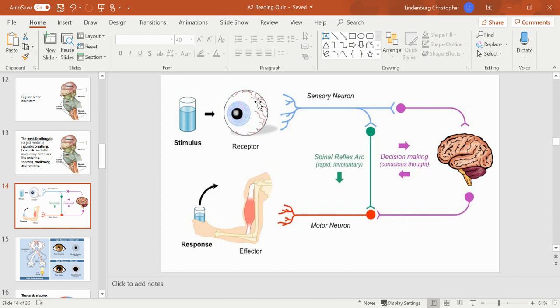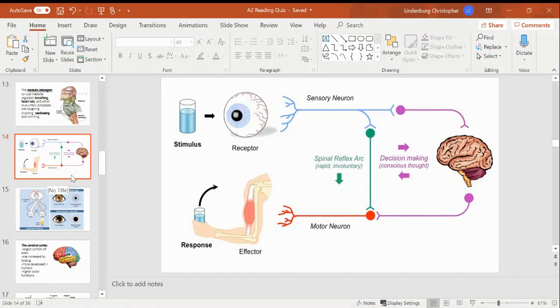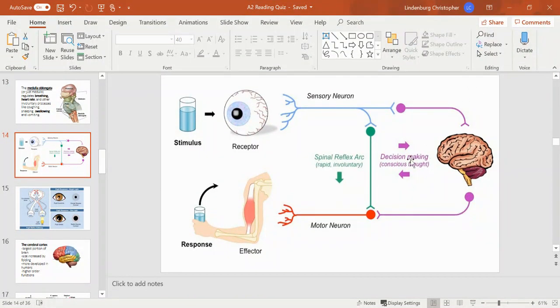So, in short, a stimulus activates a receptor, which activates a sensory neuron, which your brain interprets. That activates a motor neuron, which then causes an effect of you drinking the water. All of this is happening in a typical relay, okay? But sometimes there is a relay that you have no decision making involved in. We call this a reflex. What we just had was decision making or conscious thought, one of those somatic processes. But what about an involuntary process?